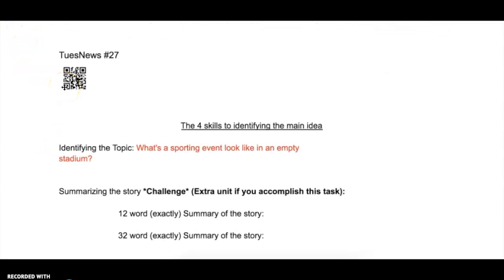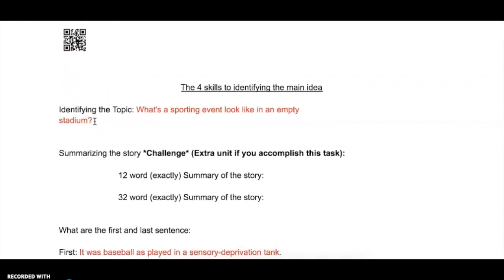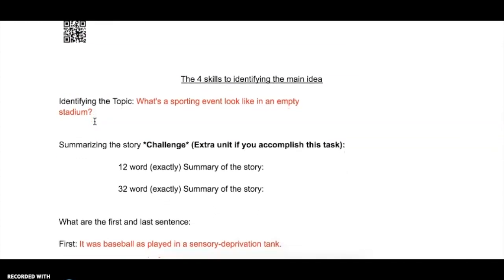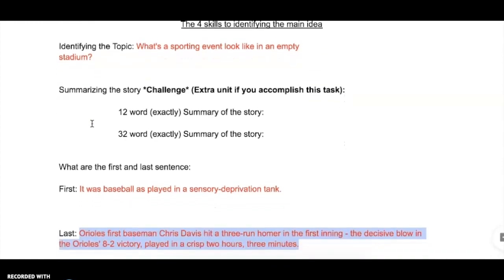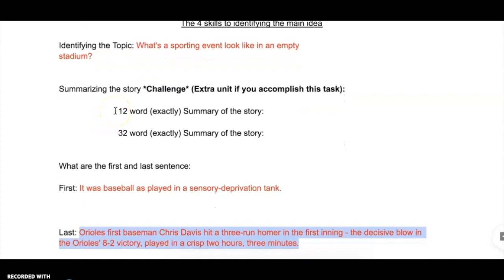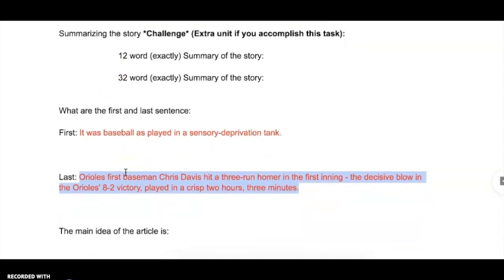All right, so here we are back at the worksheet. I have taken care of some of the stuff that is just copy-pasting. So, identifying the topic, this is straight from the title: What's a sporting event look like in an empty stadium? Your task will be to summarize the story in 12 words, and then summarize the story in 32 words. And I have identified the first and last sentence.